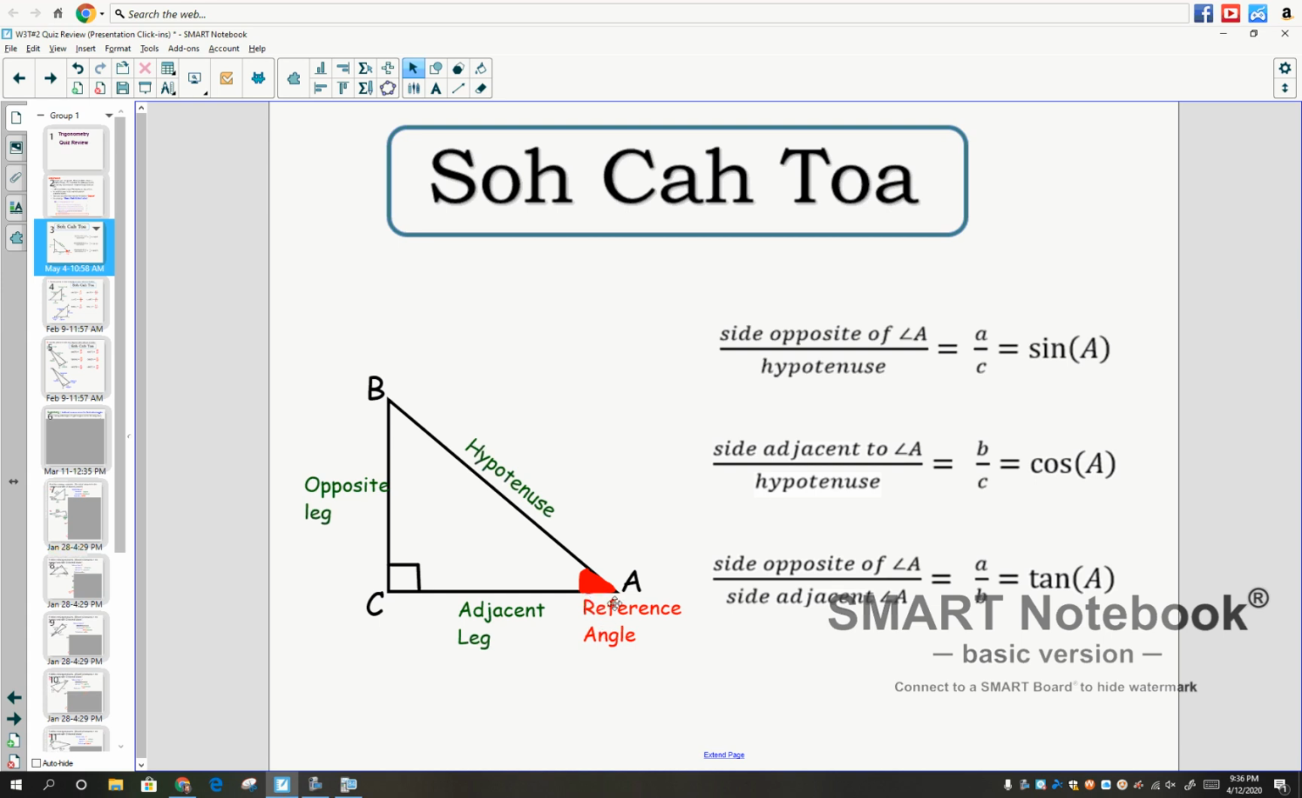Okay. Then the ratios involve sine is opposite over hypotenuse. It's the opposite leg over the hypotenuse. Opposite meaning across from the reference angle. The hypotenuse is always across from the right angle. Cosine, it is adjacent over hypotenuse. It's the leg that is adjacent. Okay? The adjacent leg over the hypotenuse, which is across the right angle. And tangent is TOA, opposite over adjacent. The opposite leg over the adjacent leg.